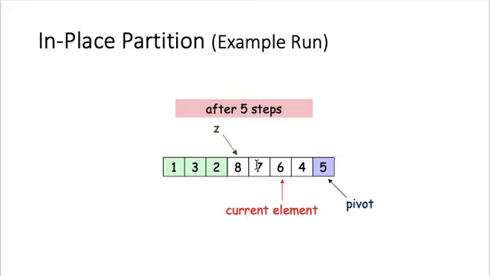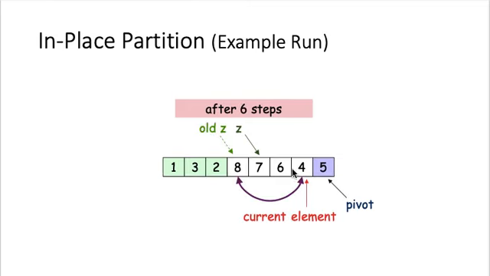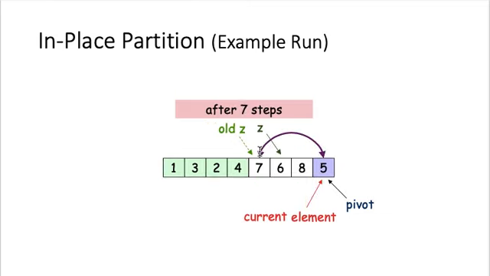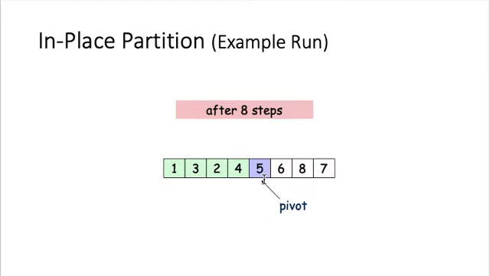Then we continue to look at the next item, which is 6. 6 is greater than 5, so we ignore it. After that, we look at this 4. Again, this 4 is smaller than 5, so 4 is going to swap with this 8, and now Z will be updated. And finally, we get this 5. 5 is the last item, and this is the pivot. So we are going to swap this 5 with what Z was pointing to, because this is going to be the end of the smaller item part. So we swap this, and then this is done.